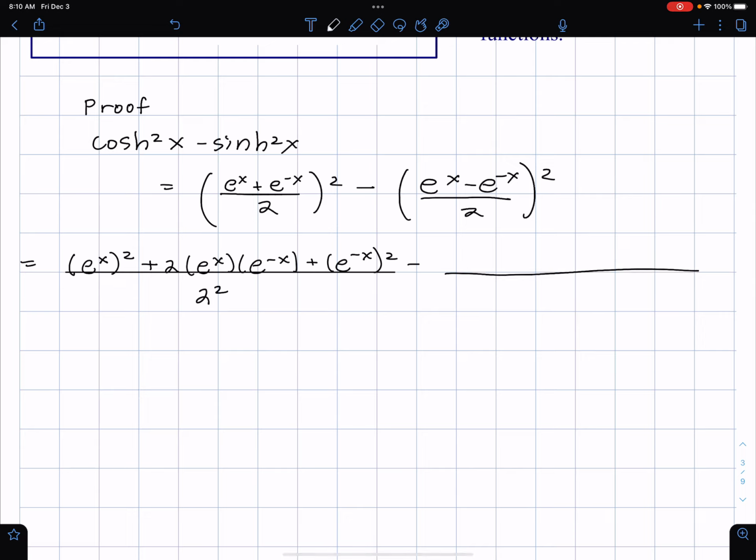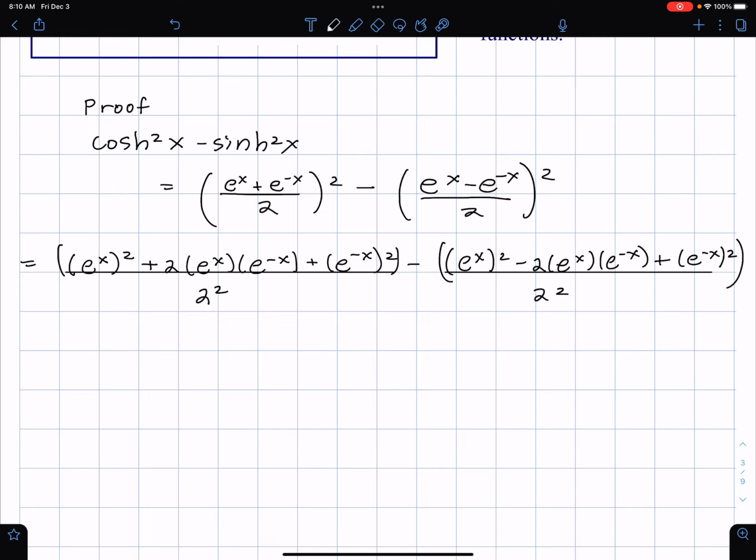Subtract another fraction. The denominator is still 2 squared. Same stuff: e to the x squared minus 2 e to the x, e to the negative x, plus e to the negative x squared, common denominator.